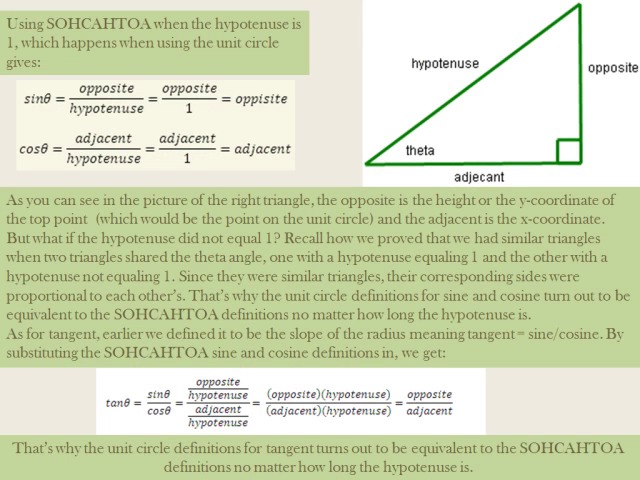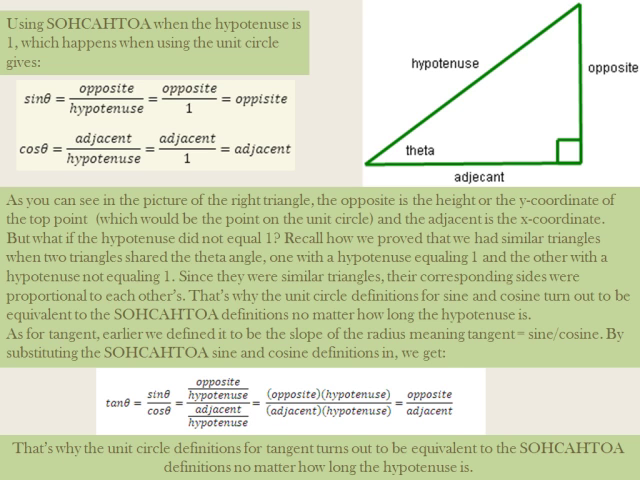Using SOHCAHTOA, when the hypotenuse is 1, which happens when we use the unit circle, we get sine theta equals the opposite, and cosine theta equals the adjacent. As you can see in the picture of the right triangle, the opposite is the height, or the y-coordinate of the top point, which would be on the unit circle, and the adjacent is the x-coordinate. But what if the hypotenuse wasn't equal to 1?